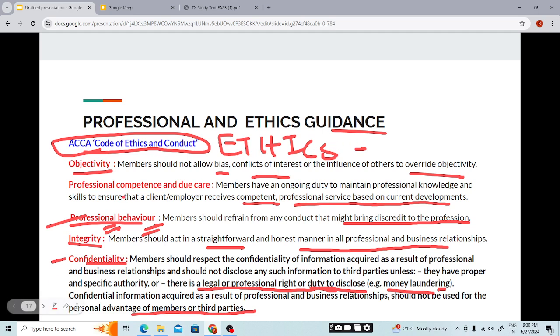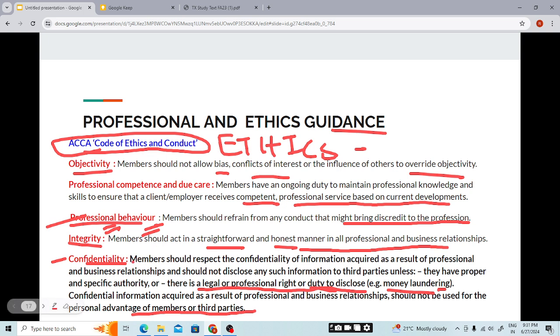What are the ethics? Objectivity: we must not be under any influence. Professional behavior and competence: we must be updated with the rules and regulations, and have a good knowledge of the current surroundings and regulations. Integrity: we must be straightforward and honest.